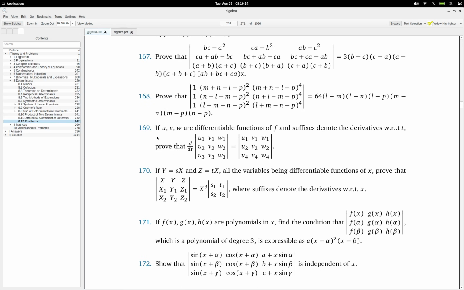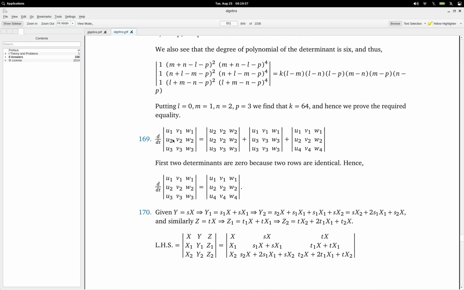Question 169 says that if u, v, w are differentiable functions of x and suffixes denote the derivatives with respect to t, prove that d upon dt of the determinant u1, v1, w1, u2, v2, w2, u3, v3, w3 is equal to the determinant u1, v1, w1, u2, v2, w2, u4, v4, w4.